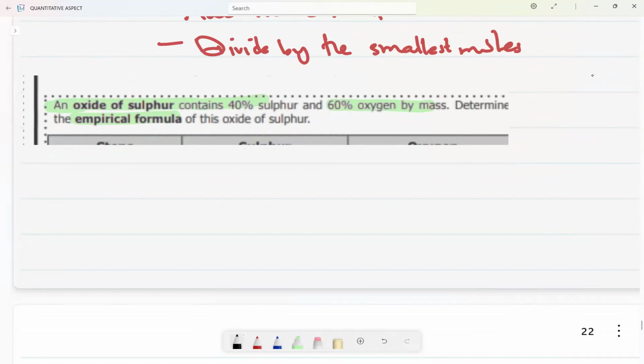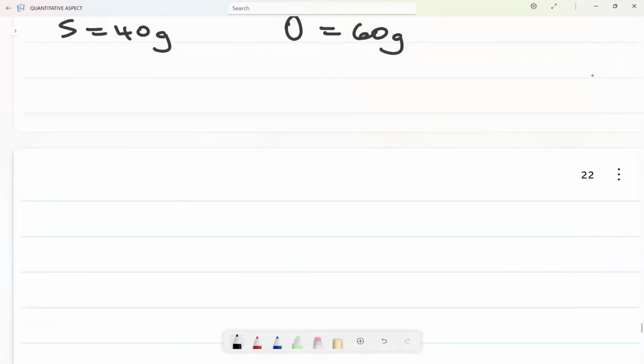Remember, I said convert your percentage to mass. Then it means sulfur is equal to 40 grams and oxygen is equal to, on this one we are just using O, because we do not know how much it contributes, so we just write O as it is, not O2. It is 60 grams. Then the second step, we convert them to number of moles.